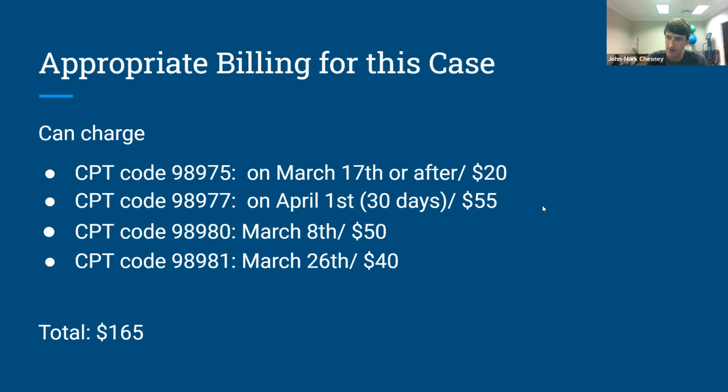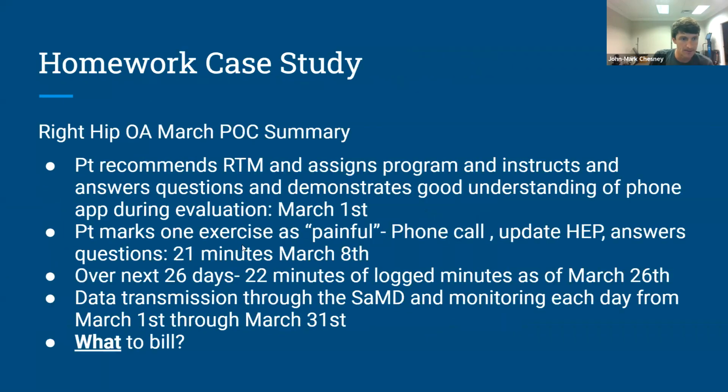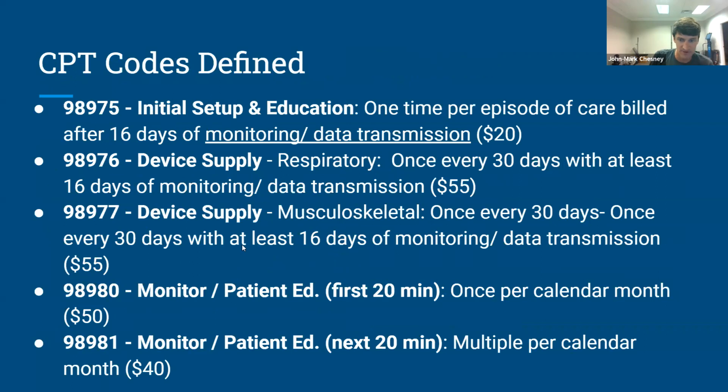Let's see here, even though it hasn't been 30 days, correct. The time-based codes are just time-based codes. Once you hit those times, let me go back. That's a good question where people get confused. If we go back to 98980, it is billed once per calendar month, but once you get that time, you're good.